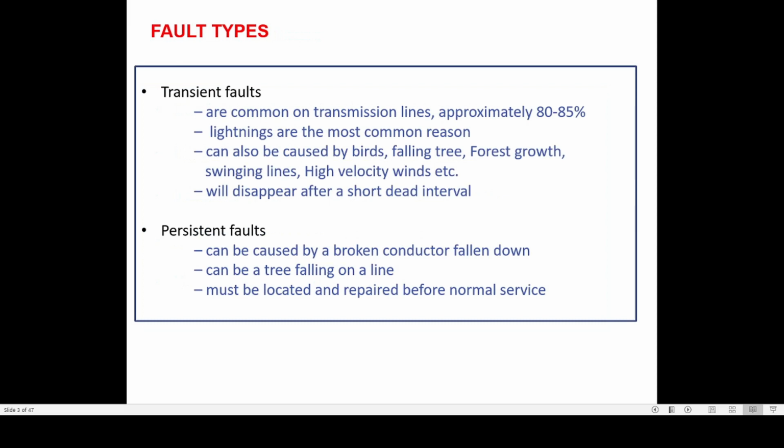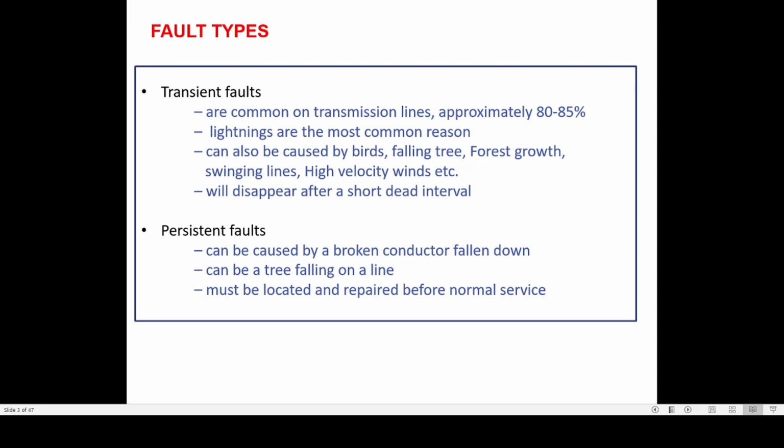Now, you are all aware that right from the generation to the utilization of electrical energy, the element which is exposed most to the environment is a transmission line. So definitely the chances of faults are always very high on a transmission line as compared to any other elements in this power system. Out of those faults on transmission lines, the major types can be categorized as either transient faults or persistent or permanent faults.